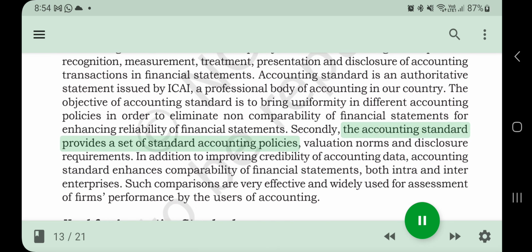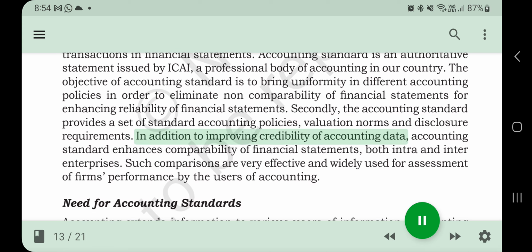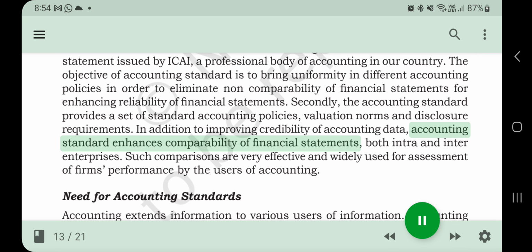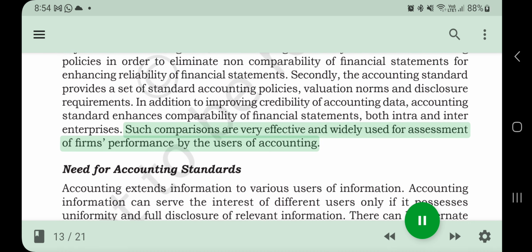Secondly, the accounting standard provides a set of standard accounting policies, valuation norms and disclosure requirements. In addition to improving credibility of accounting data, accounting standard enhances comparability of financial statements, both intra and inter-enterprises. Such comparisons are very effective and widely used for assessment of firms' performance by the users of accounting.